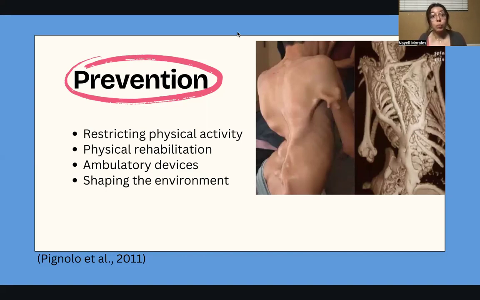Because those muscles will start to become bone. Another one is shaping the environment. So, for example, if you live in a two-story house and this person who has FOP lives upstairs, you might want to make those changes and have them sleep on the first floor rather than the second one, so they don't really have to be going up and down the stairs, right? We don't want to cause any falling or any injuries.